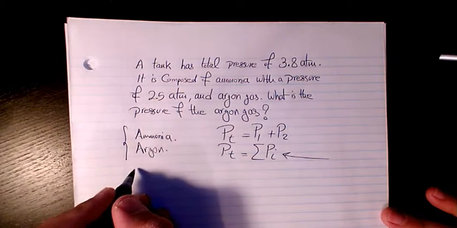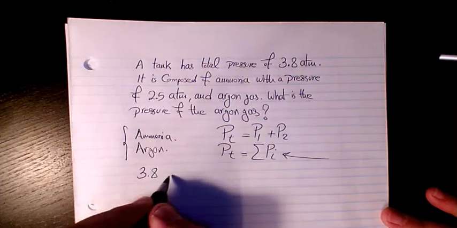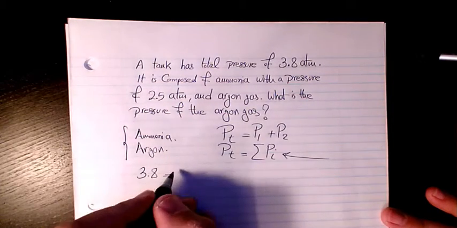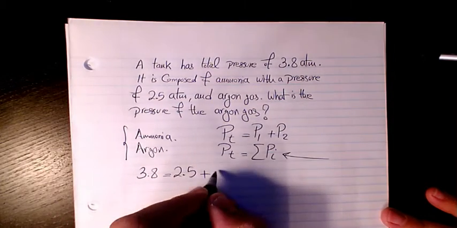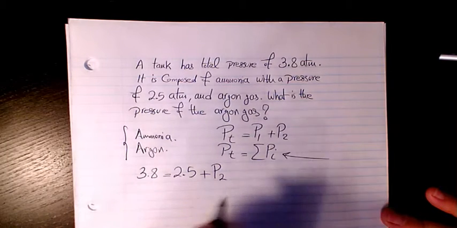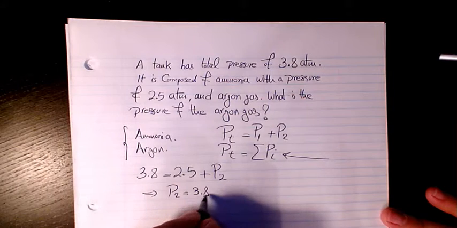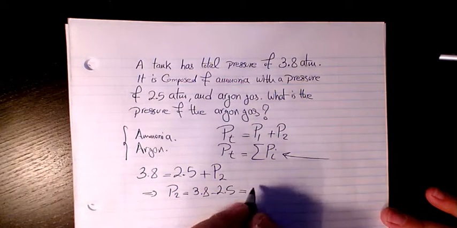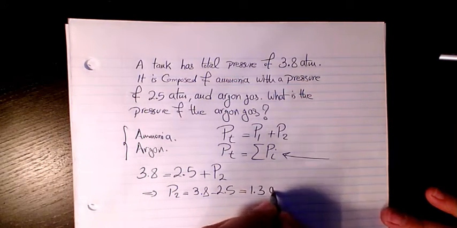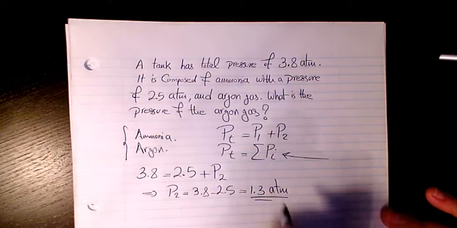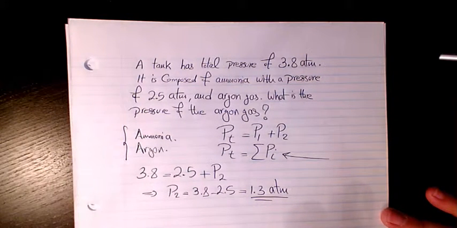So we have total pressure, which is 3.8 equals 2.5 plus pressure of argon gas, which is going to be 3.8 minus 2.5 equals 1.3 atmosphere. So that's going to be the pressure of argon gas.